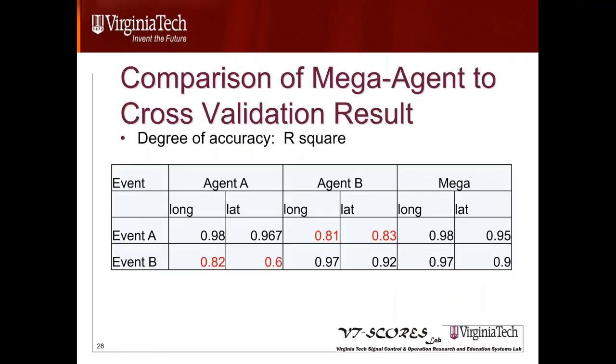And a table shows you the R-squared values for the comparison of the mega agent to the cross-validation results. So if you have agent A trying to mimic data from an event associated with the same agent, a very high R-squared, 0.98, 0.967. For doing it with a different event from a different driver, 0.8 to 0.6, not too low, but not as high. And with agent B, the same thing, it can capture its own behavior very well, but with other agents' behavior, not so much. But if you do a mega agent, then you are having really good R-squares in capturing all the behavior.